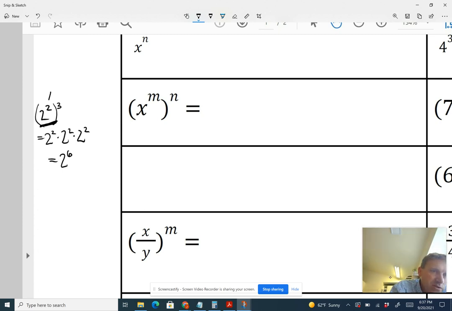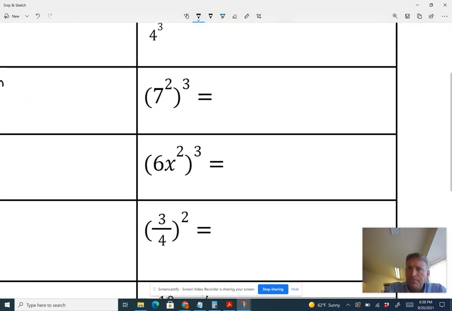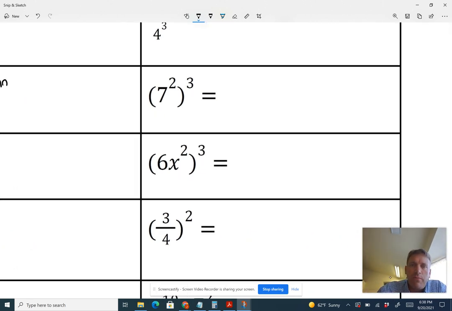And what did we do with this 2 and this 3 to get 6? We multiply them. So the rule is we take x to the m, raised to the n power, which can also just be written as x to the mn, which means m times n. So over here, we get 7 squared raised to the third power. That's 7 to the 2 times 3 power, or 7 to the sixth power, which is equal to 117,649.